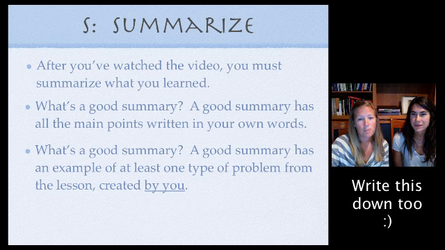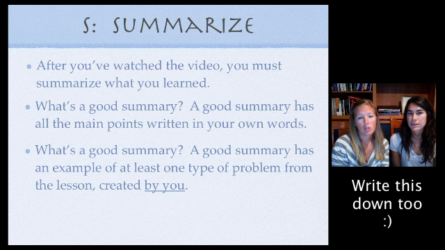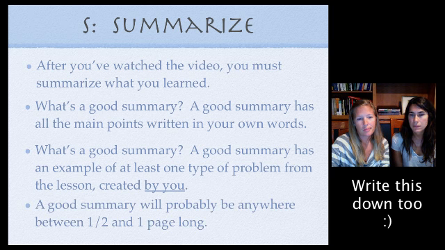So a good summary has all those main points, and it has an example of a problem. So after you've written down all the summarizing of what has happened, you are then going to come up with a problem of your own, something that someone else could solve. Think of it as a problem that a teacher could solve if we wanted to. So something created by you. And once you're done with summarizing the words, the main points, and creating your problem, it'll probably be at least a half a page to 1 page long, somewhere in there, because you're going to be writing in sentences.